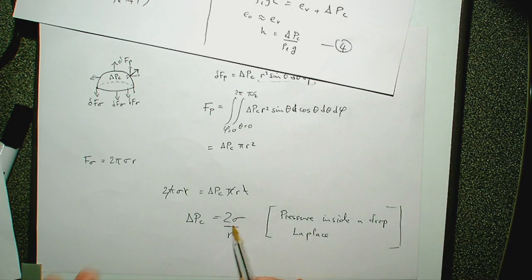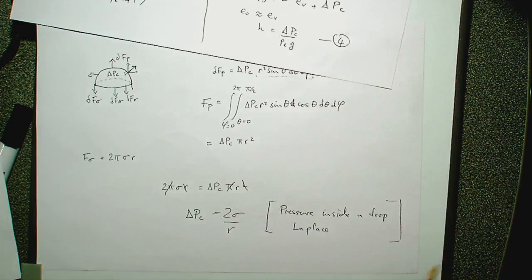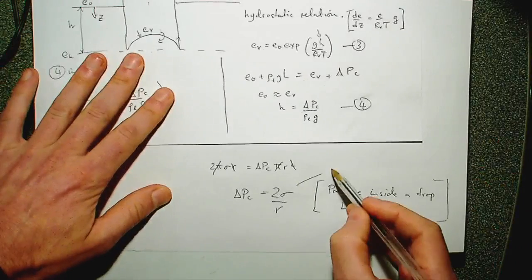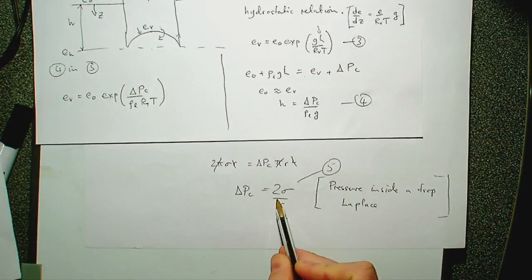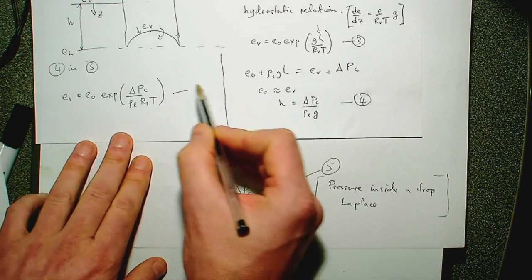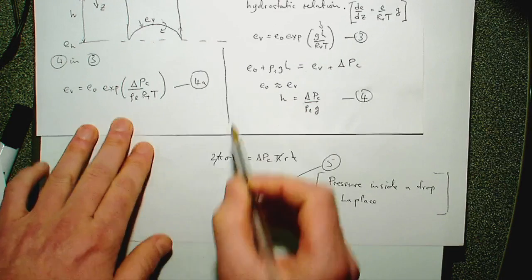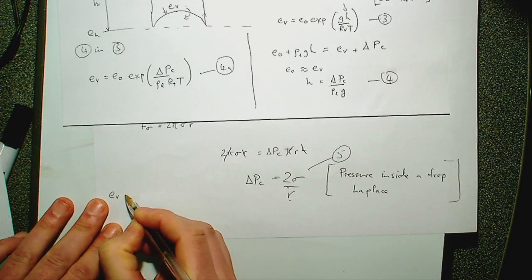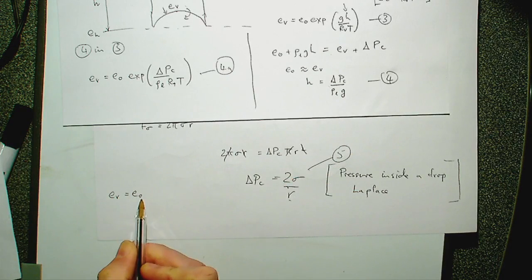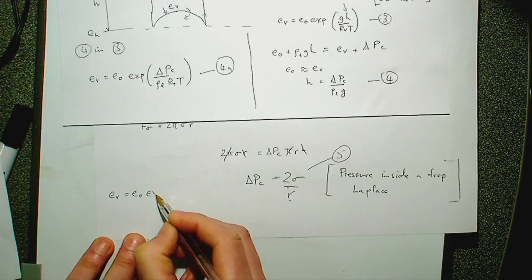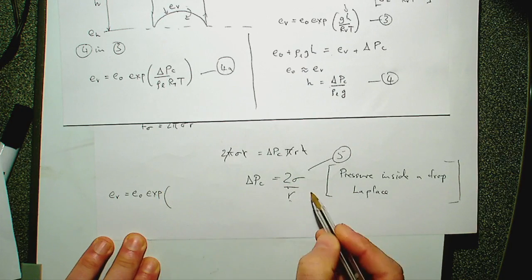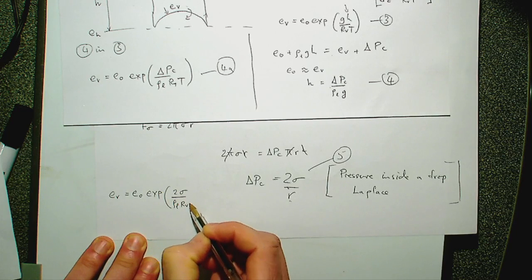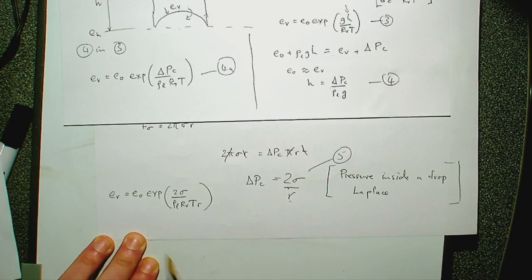Now we just need to insert that into here to find the final point of today. So we'll call this equation 5, I guess, and insert equation 5 into, well, we'll call this 4a, to find that the vapor pressure over a curved surface is equal to the vapor pressure over a flat surface times this exponential. So we've got 2 sigma over rho L RV T, and there's an R in there as well. And that's the final derivation.